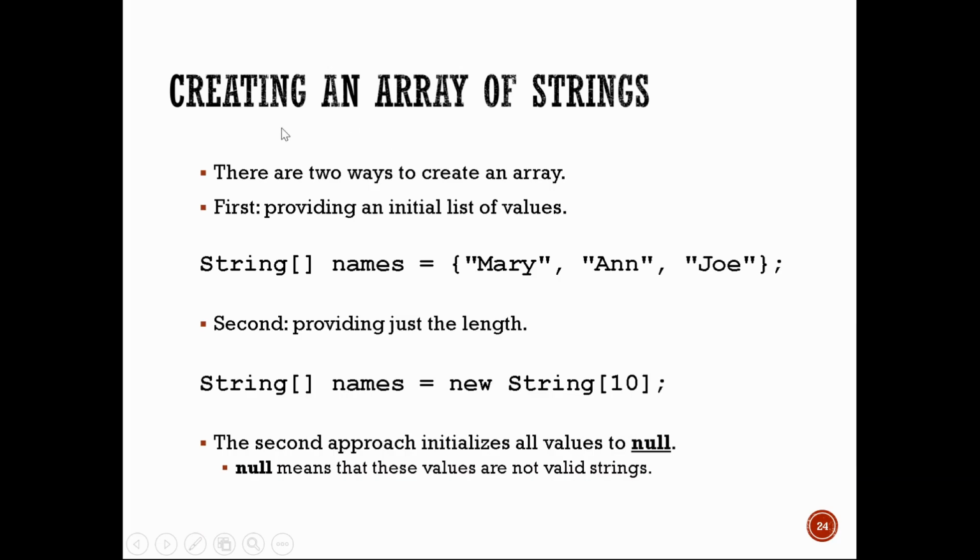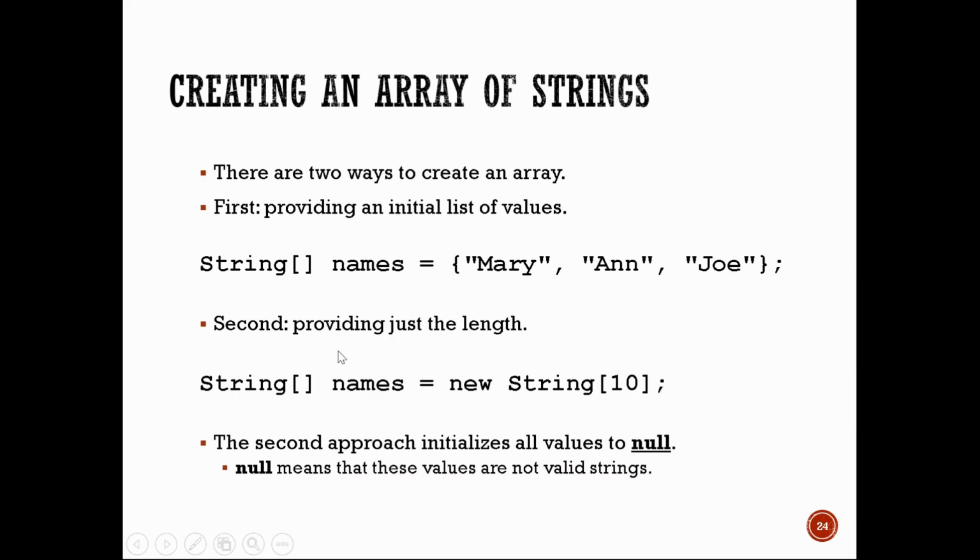Now, creating an array of strings. There are two ways also to create an array using the string data type. First, providing an initial list of values. So we have String[], and you know it's an array because of this symbol, and names is the name of our array, and we initialize it with the values Mary, Ann, and Joe. Therefore the length of this array is 3.